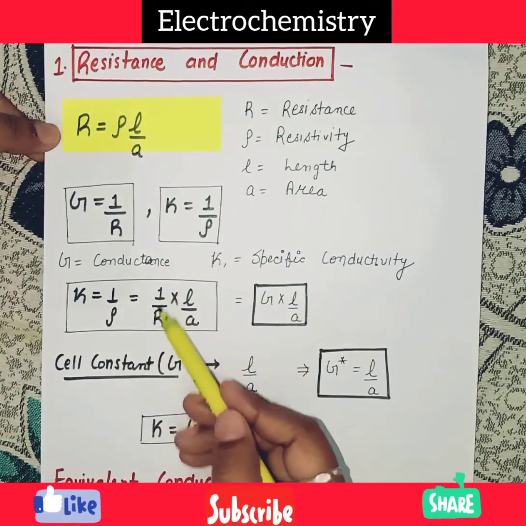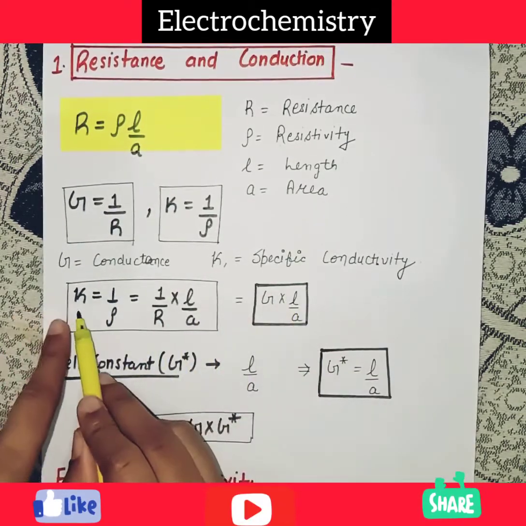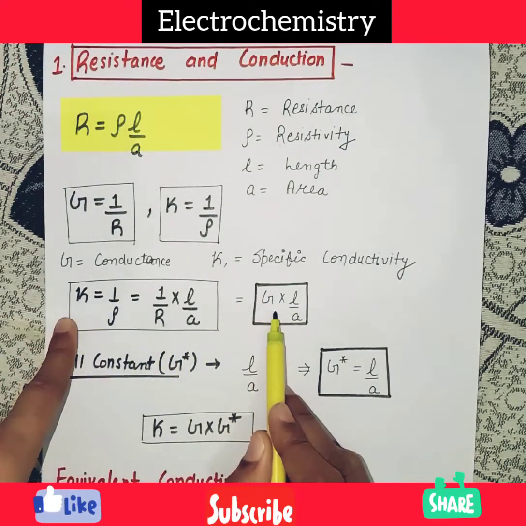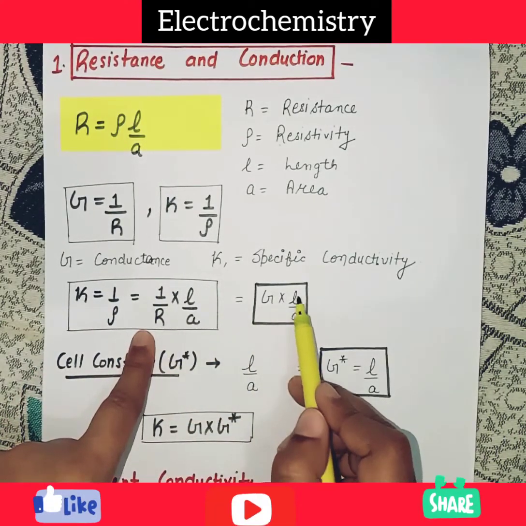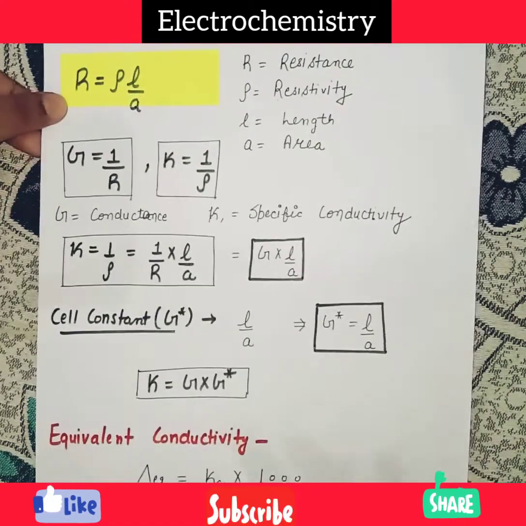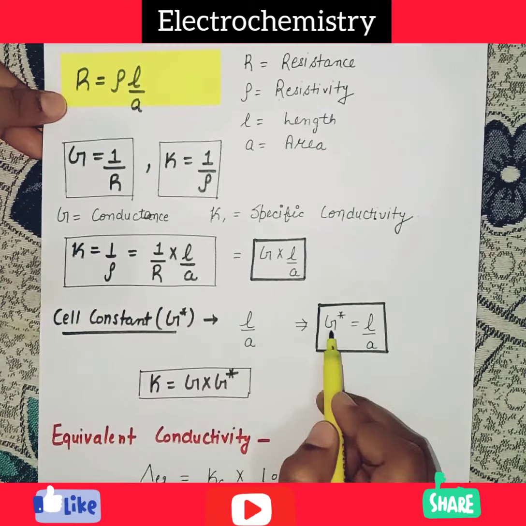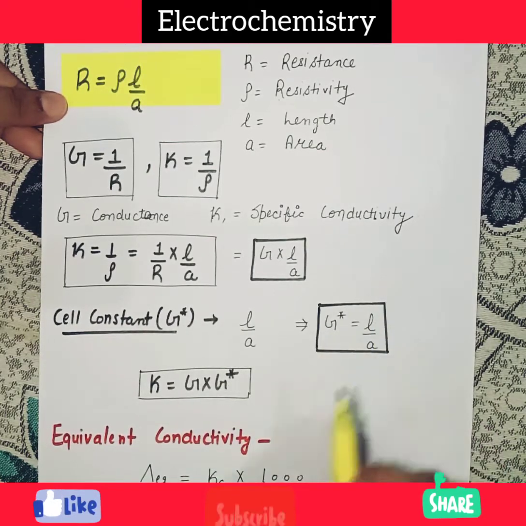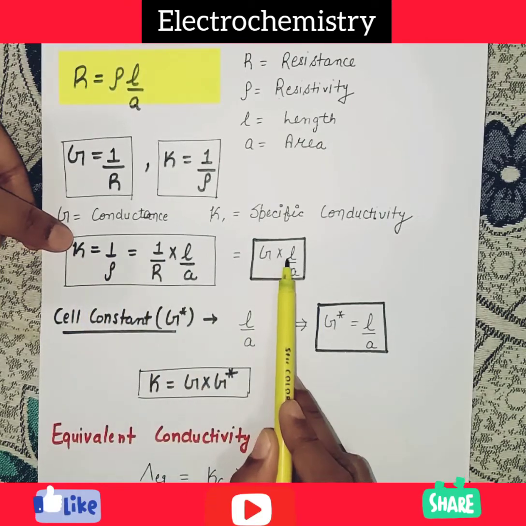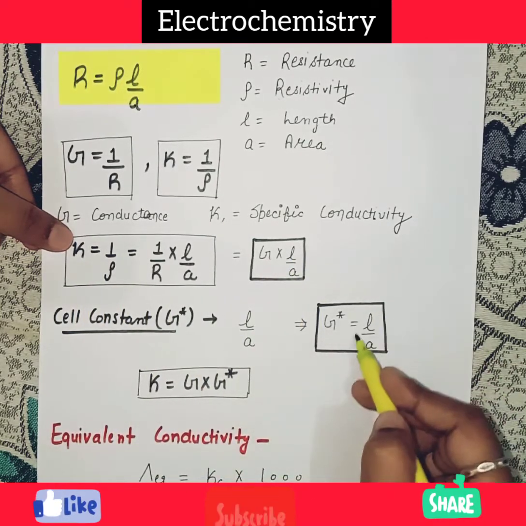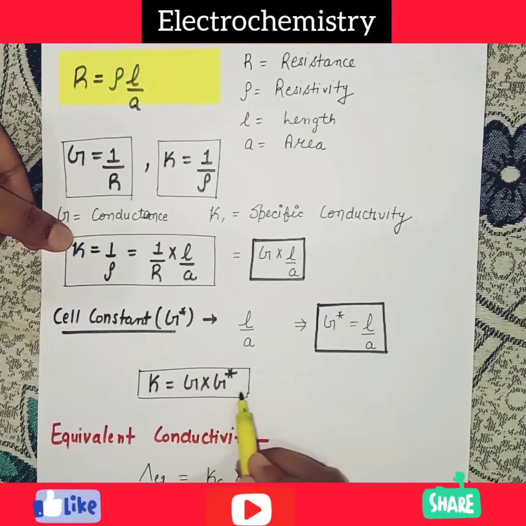So it is 1 upon R, L upon A. If we want to find the relation between kappa and conductance, then it is G, 1 upon R, equal to G into L upon A. Another is cell constant. Cell constant is G star and it is L upon A. So from this formula, kappa is equal to G into L upon A, and we know L upon A is G star. So kappa is also G into G star.